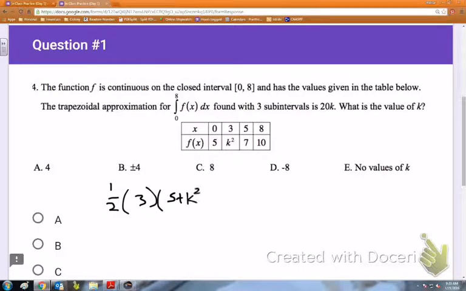And remember, just like we talked about, that you're not allowed to do it all in one formula. I would be doing this all in one big long equation, except for the fact that these bases are not equal, so I'm not allowed to do that. So I have 1/2 times 3 times 5 plus k squared. Then I add the next trapezoid.